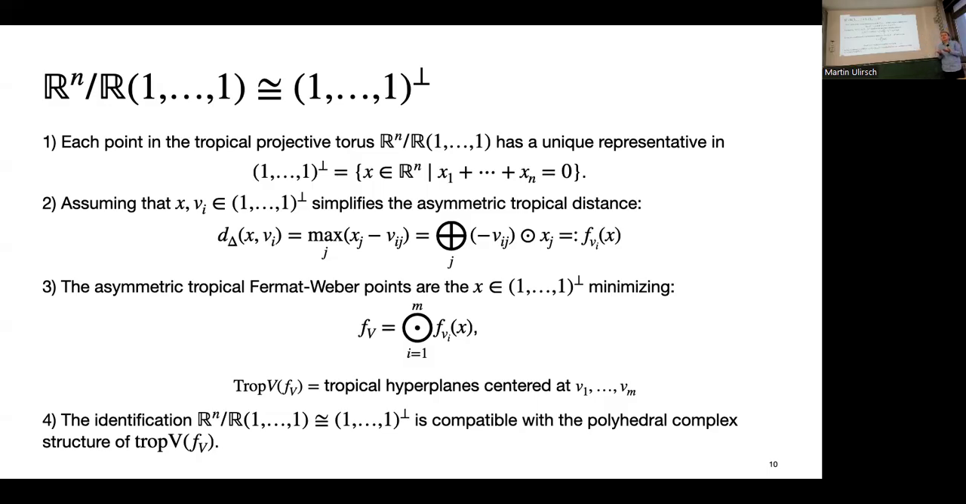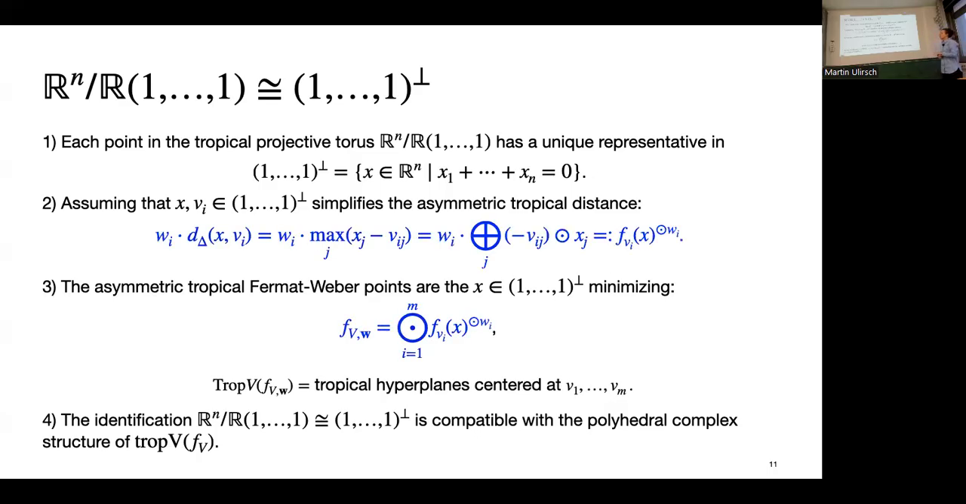So if we want to optimize it, the optimum is going to be achieved on one of those regions of linearity. So we're going to study the tropical hyperplane arrangement. And this identification is really compatible with the tropical vanishing set of a homogeneous polynomial as we normally draw it. I'll show you in a couple of slides what exactly I mean by this.